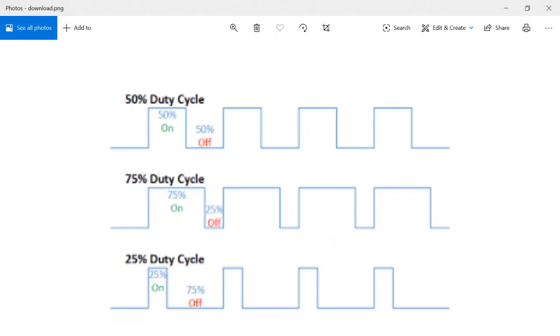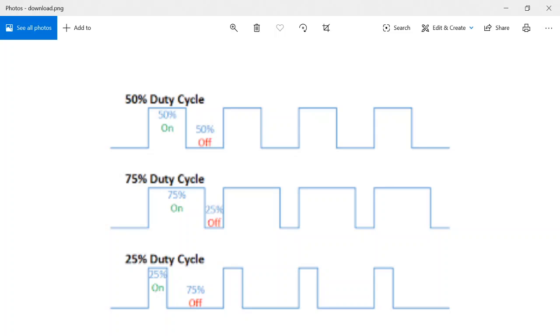In the first case, the clock remains at high level for 50% and 50% at low level. So the duty cycle is 50%. In the second case, the clock remains high for 75% of the time in one clock period. Please note, we are talking about one clock period. So in one clock period, 75% high, 25% low. So the duty cycle becomes 75%. In the third case, it remains high for only 25% and low for 75%. So duty cycle is 25%.